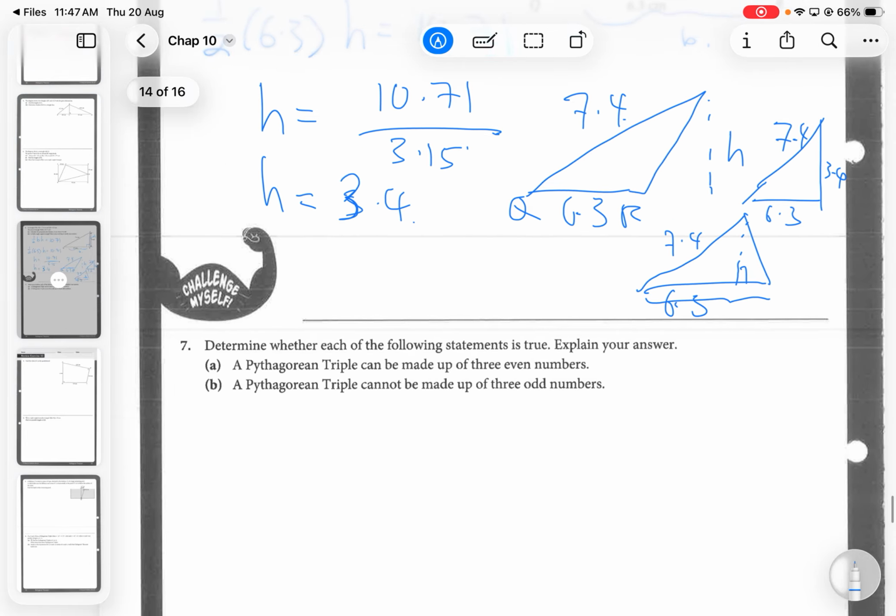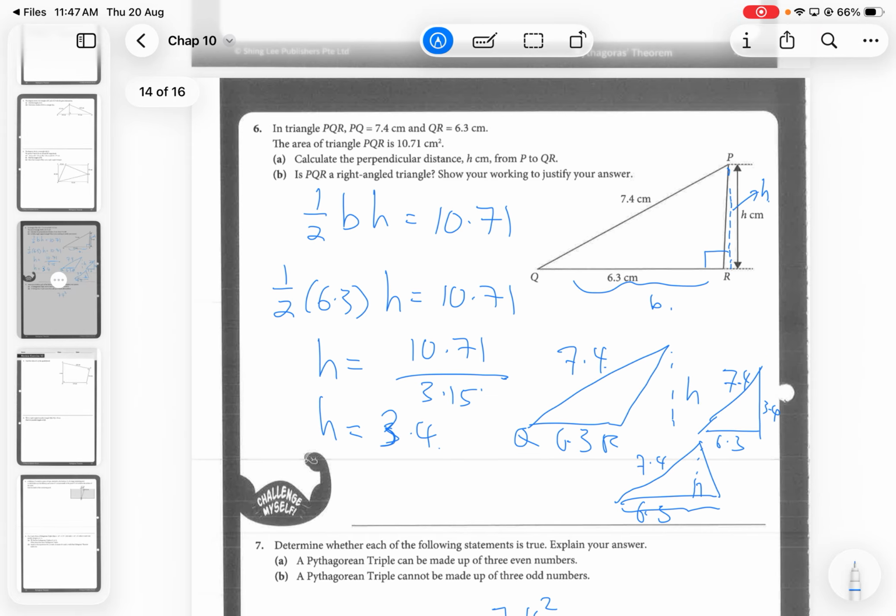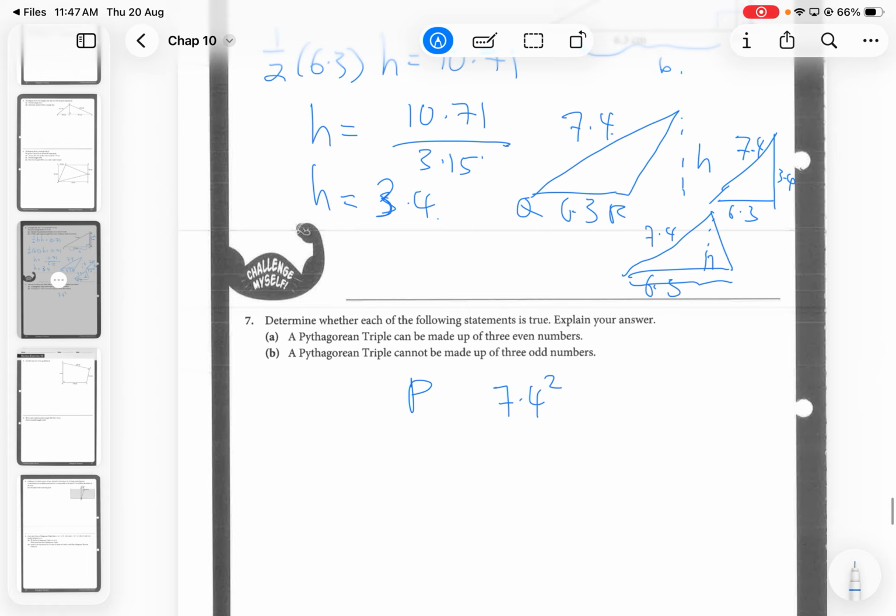I write here. What is the longer side? 7.4. I will write down 7.4 squared, PQ. Do you know, is there enough space there? Not enough space? Okay, makes sense. Y'all got space, you're right. I got no space, my handwriting is big.